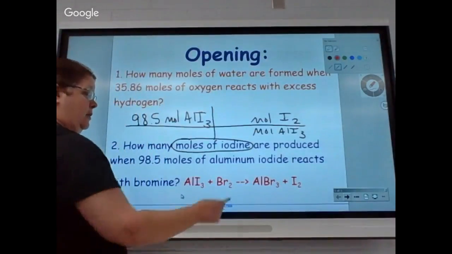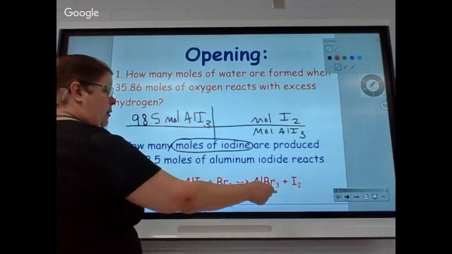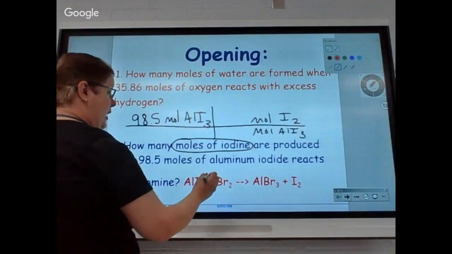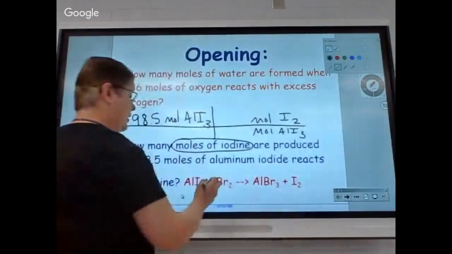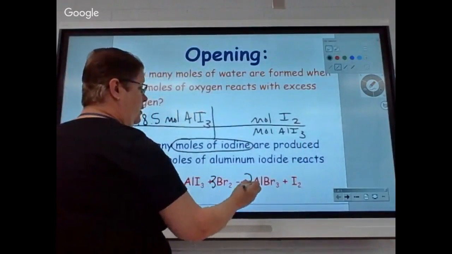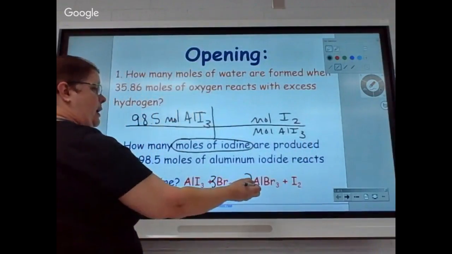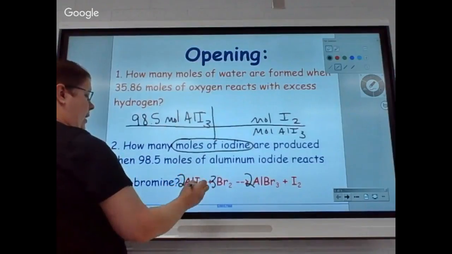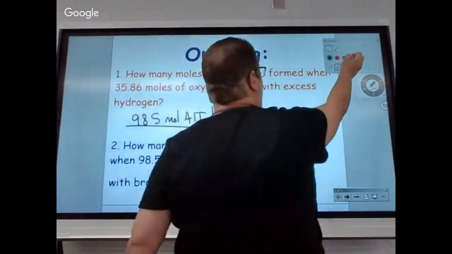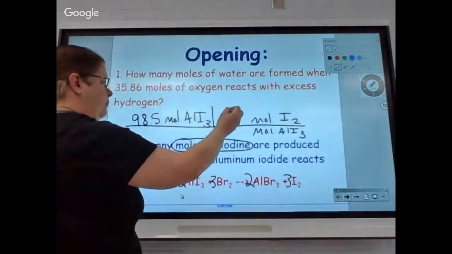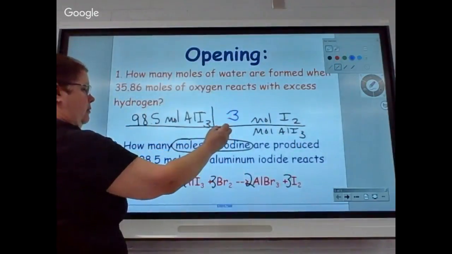Clearly it's not. So how many bromines? How many bromines? So we need a, let me change color so it's the same color. So that's a 3 and that's a 2. So how many aluminums did I make? So I need a 2. How many iodines did I make? So I need a, all right. So what am I going to put here? And what am I going to put here?